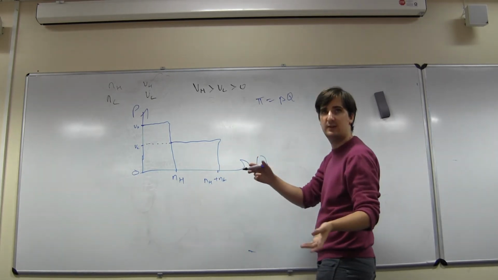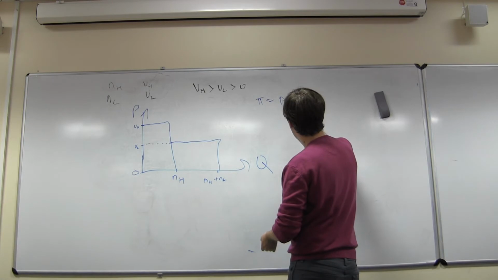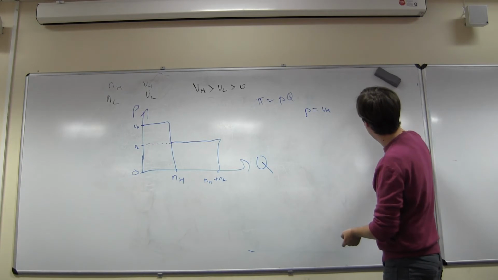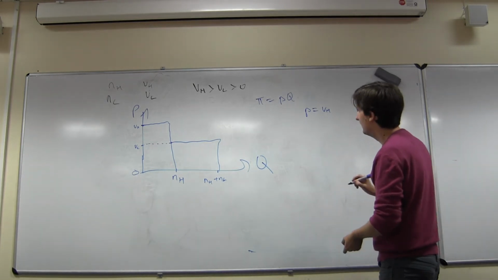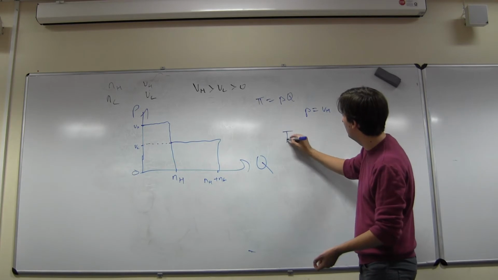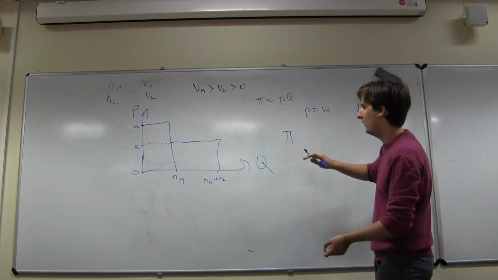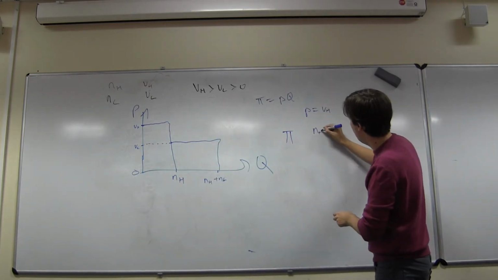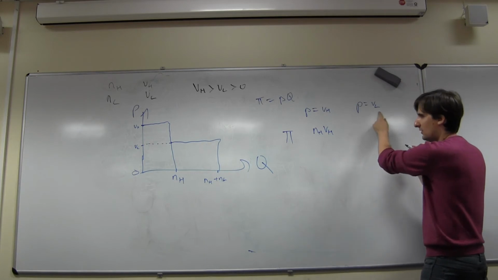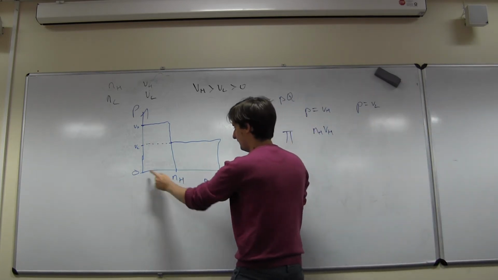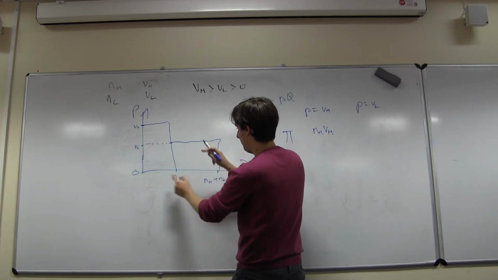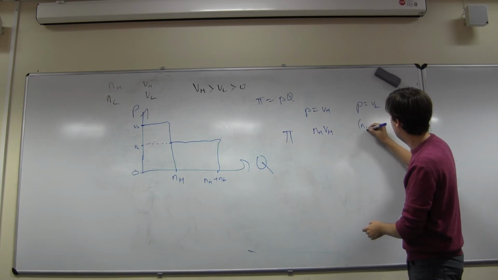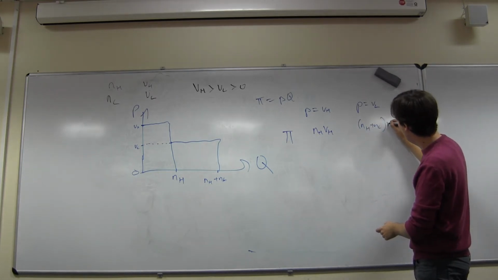So if you like, the monopolist has two strategies. Strategy 1 has P equals VH. Strategy 2 has P equals VL. And what are the profits in both cases? Well, with strategy 1, the profits are this big square, so that's NH times VH. With strategy 2, the profits are this area here, so this is NH plus NL times VL.